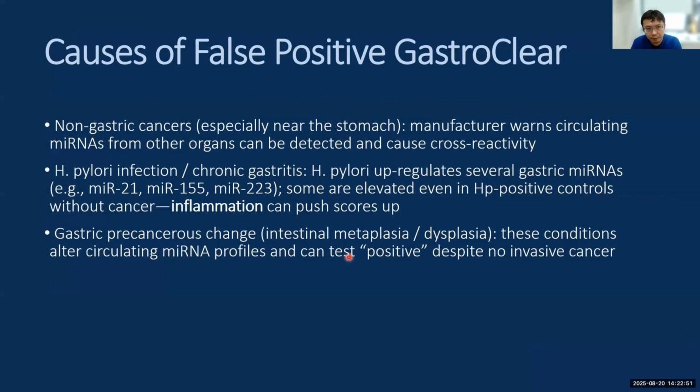So the causes of false positive GastroClear are, of course, non-gastric cancers, which can cause cross-reactivity, active H. pylori, presence of intestinal metaplasia or chronic gastritis, which I'll talk about later, or any kind of gastric inflammation can push up the score. So your GastroClear can be false positive. A precancerous lesion like intestinal metaplasia can increase your risk of having a high positive, high cutoff.